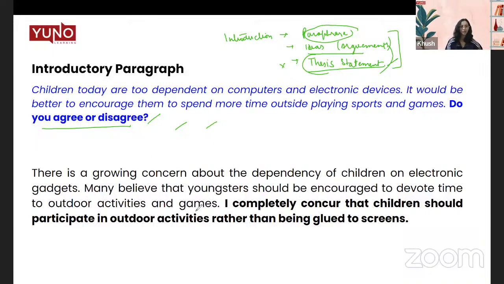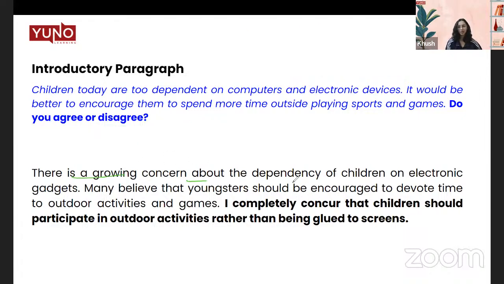So let's quickly get into it. There's a growing concern about dependency of children on electronic gadgets. So this is the first statement, that there's a growing concern. Many believe that youngsters should be encouraged to devote time to outdoor activities and games. So instead of saying spend more time, we said devote. Instead of writing children once again, we wrote youngsters. So this is how you can use synonyms and change the sentence structure to paraphrase it.